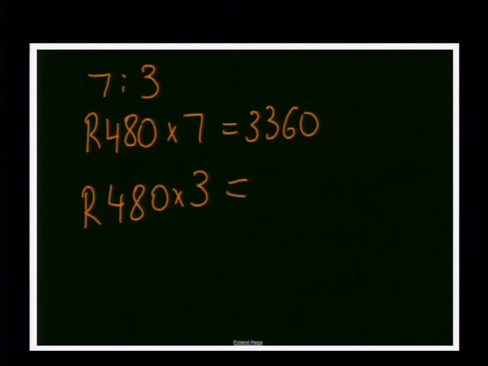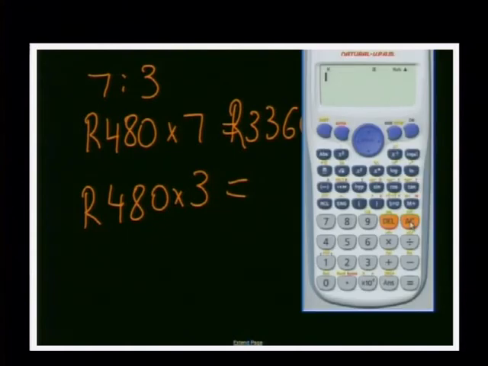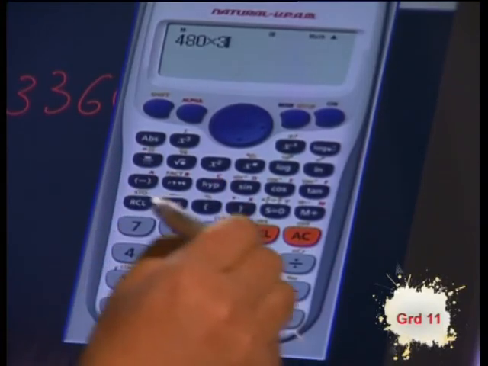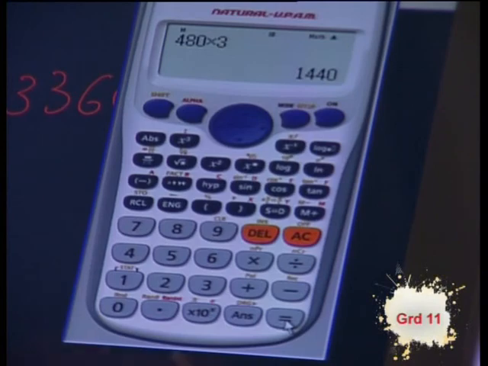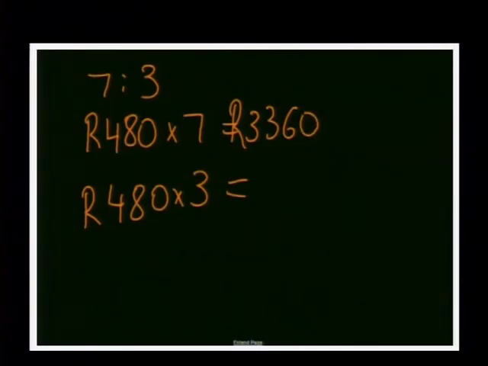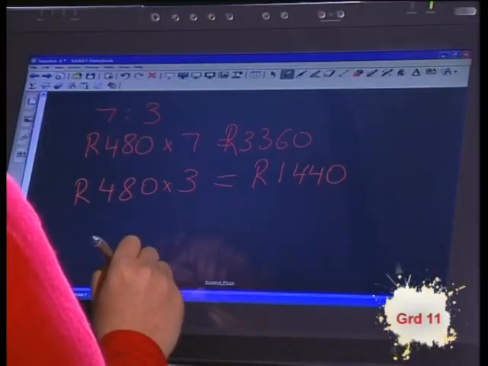And remember, there's a reference to this. Your units are rands. And now we're going to do the same thing with 480 times by 3, and we get 1,440. And that's how this money is split. I can check that. Let's double check that before we carry on.